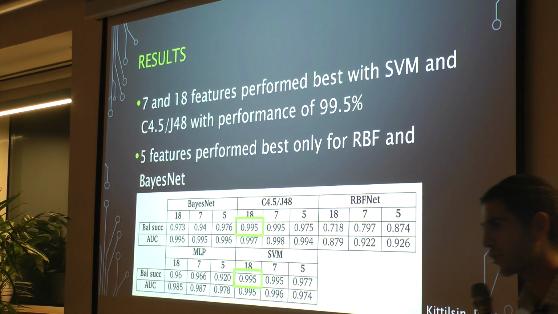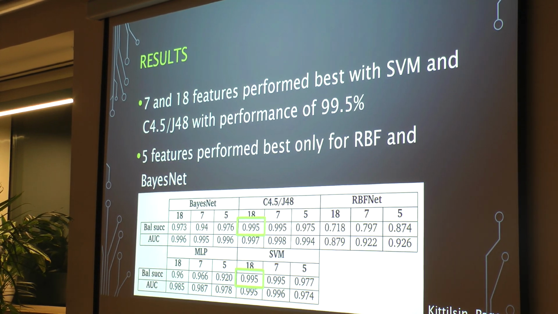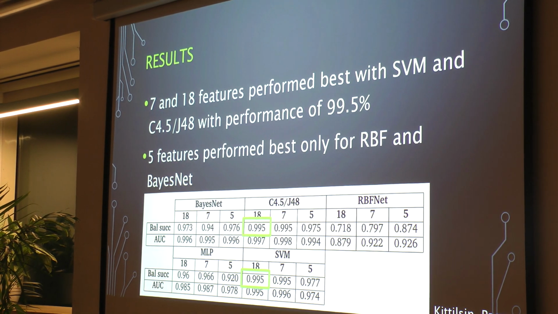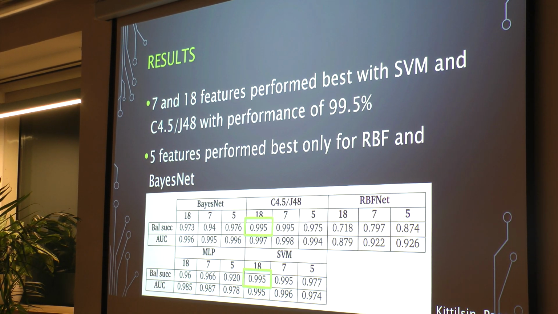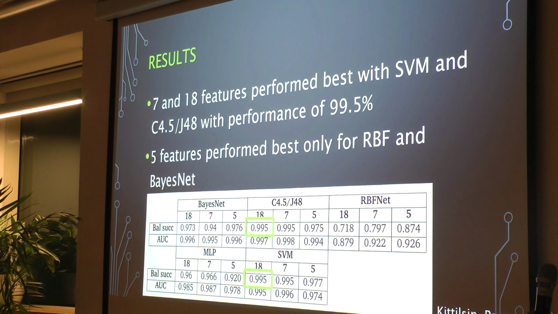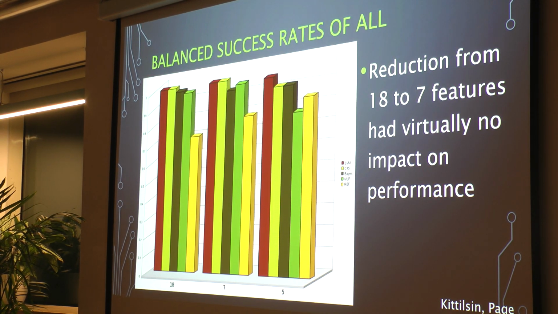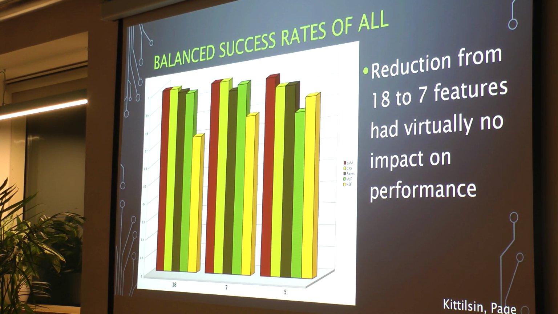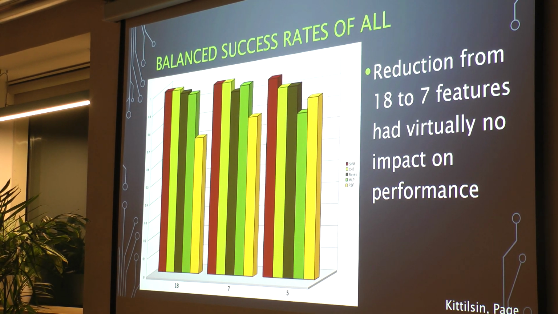The 5 features, which seem like very few features, perform best for the RBF and the BayesNet. But the RBF performed worse, and the BayesNet only came in 3rd place. If you look at the balanced success rates of all the data, you can clearly see that a reduction from 18 to 7 features has virtually no impact on the performance.